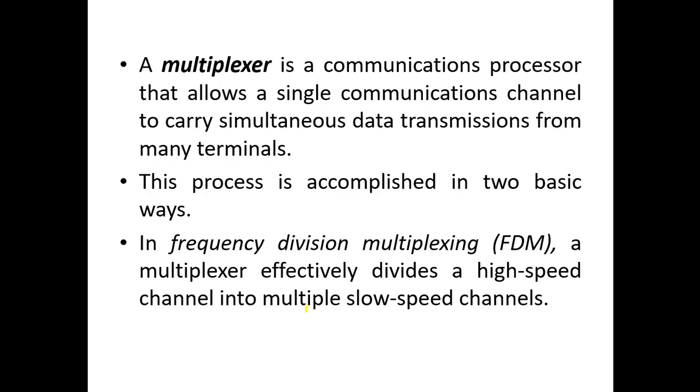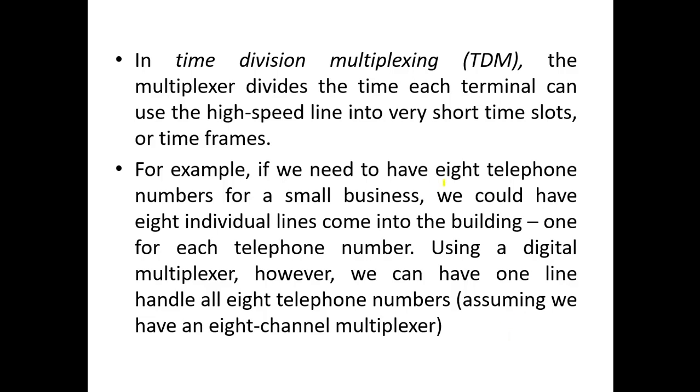So we have here the basic methods used in a multiplexer. The common way is frequency division multiplexing, or FDM. A multiplexer effectively divides a high-speed channel into multiple low-speed channels. The second way is known as time division multiplexing, or TDM. The multiplexer divides the time each terminal can use the high-speed line into very short time slots or time frames.